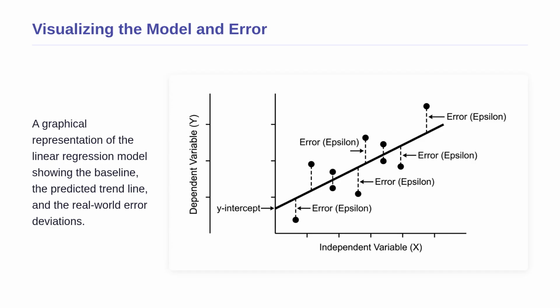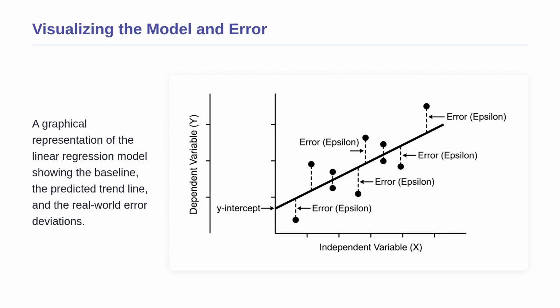Having calculated the error term mathematically, let us now visualize what this looks like on a graph. Here you are seeing a standard linear regression model graph. The horizontal axis represents our independent variable, x, and the vertical axis is our dependent variable, y. The straight diagonal line represents our theoretical model's predictions, starting from the y-intercept on the left. The black dots represent actual real-world data points.